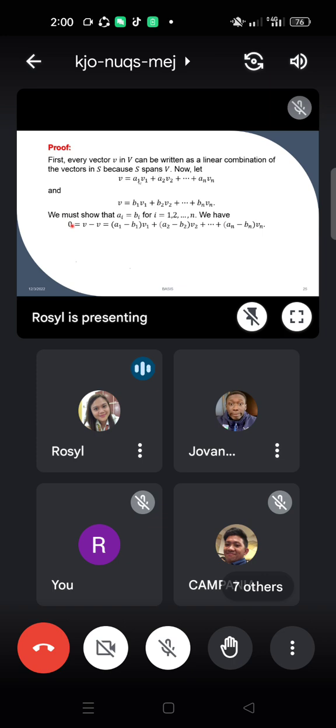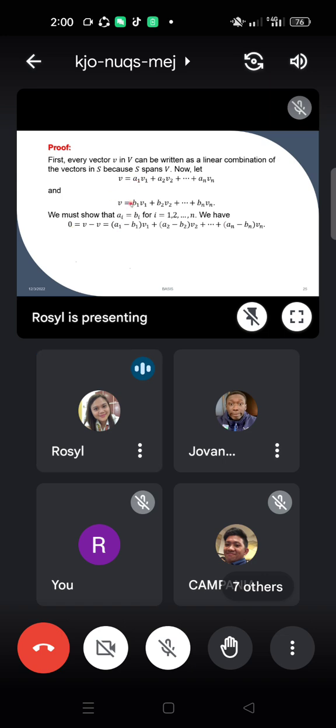And we always emphasize, take note, it is a zero vector. Not the zero scalar. We have vector B and then minus vector B, so that would result to a zero vector. Okay? So factor this.